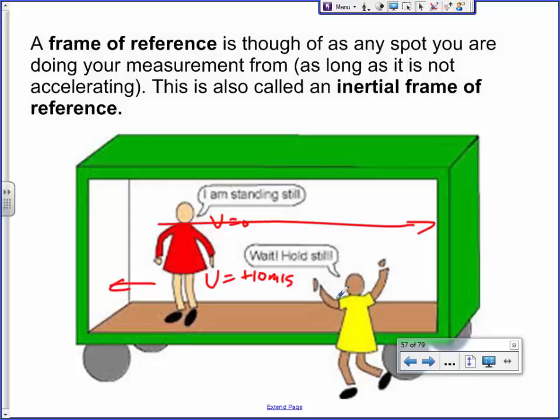So the words we're going to use then is called a frame of reference. It's thought of as any spot you were doing your measurement from. If you're measuring from inside the train, you're walking 10 that way. If you're measuring from outside the train, you're going 30 the other way.